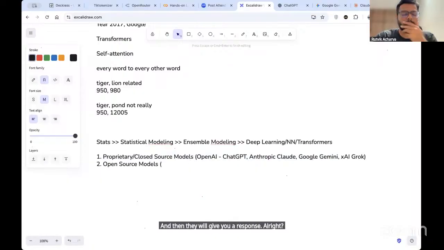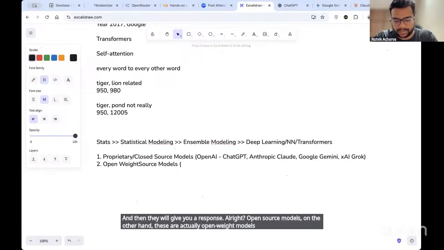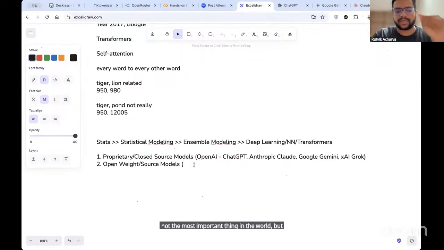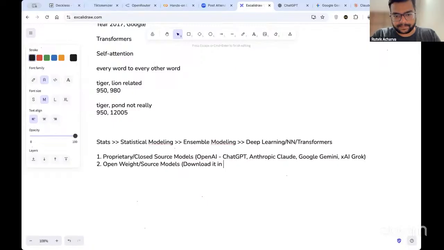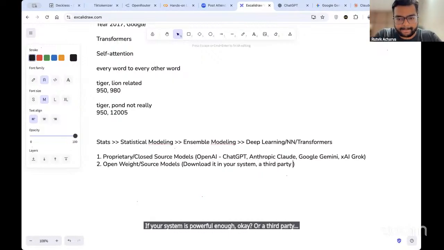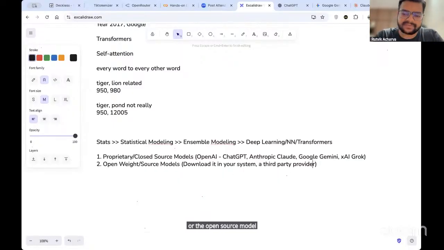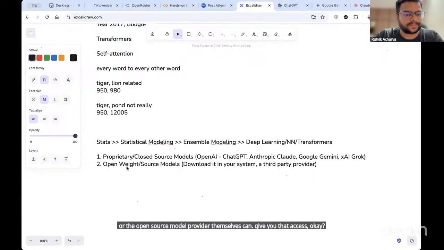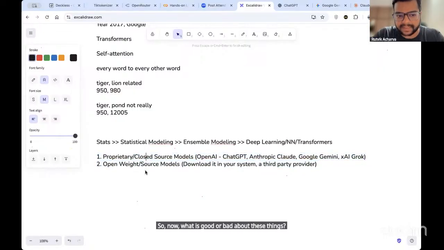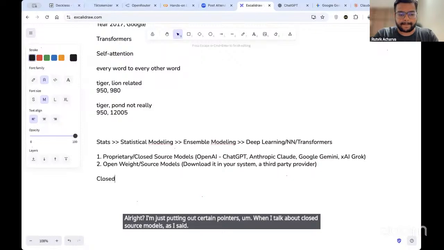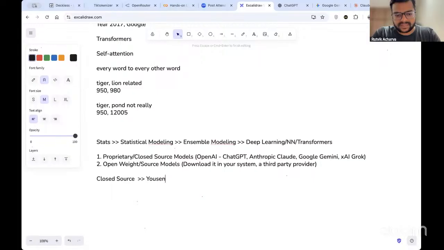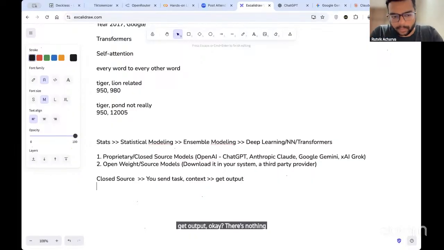All right. Open source models, on the other hand, are actually open weight models. There's a distinction to be made. Not the most important thing in the world, but since we're talking about it, if your system is powerful enough, or a third-party provider can download it on their GPU and you can access it through that. Or the open source model provider themselves can give you that access. Okay. So now what is good or bad about these things? I'm just putting out certain pointers. When I talk about closed source models, as I said, you send task, context, get output. Okay, there's nothing else that you can control about these, right?